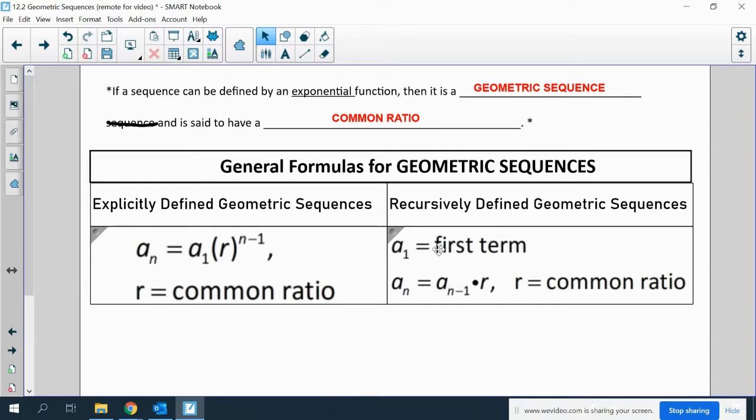A recursively defined geometric sequence means you have to have two definitions. You have to have the definition of the first term, a sub 1, and then a sub n is equal to whatever the previous term is times your common ratio.